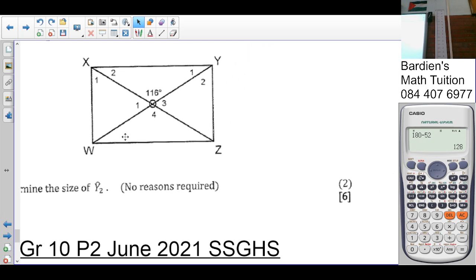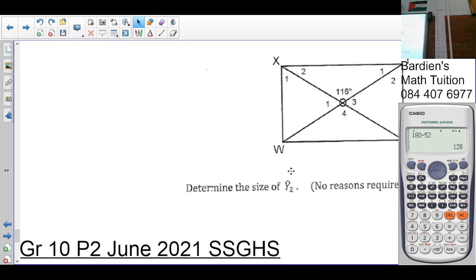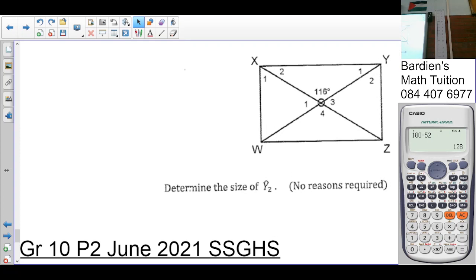From here we know that these lengths are equal, which means those angles are equal. So I can work out Y1. And we know that angle is 90 degrees, so 90 minus Y1 will give you Y2. You guys understand? So let's go with that.